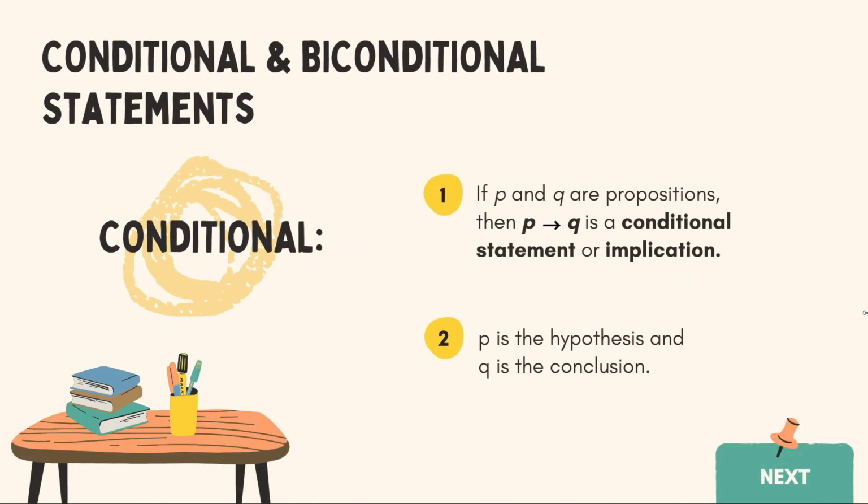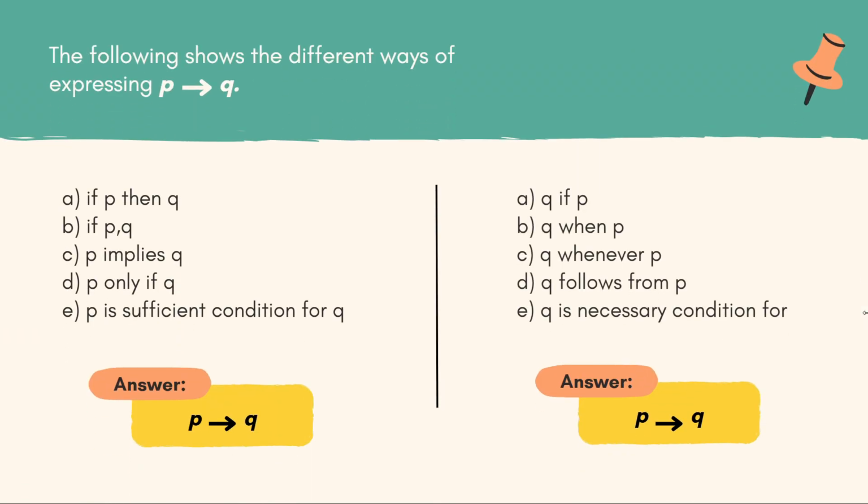Okay, let's go to the second topic, conditional and biconditional statements. What is a conditional? If p and q are propositions, then p implies q is a conditional statement or implication, which means conditional and implication are the same thing. p is the hypothesis and q is the conclusion. The following show the different ways of expressing p implies q. There are so many, so let's go one by one.